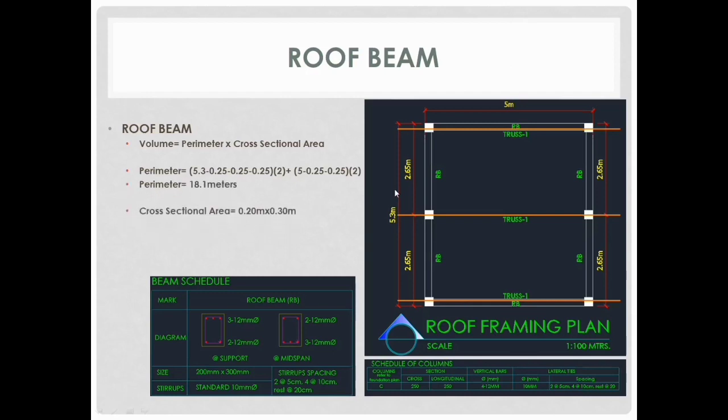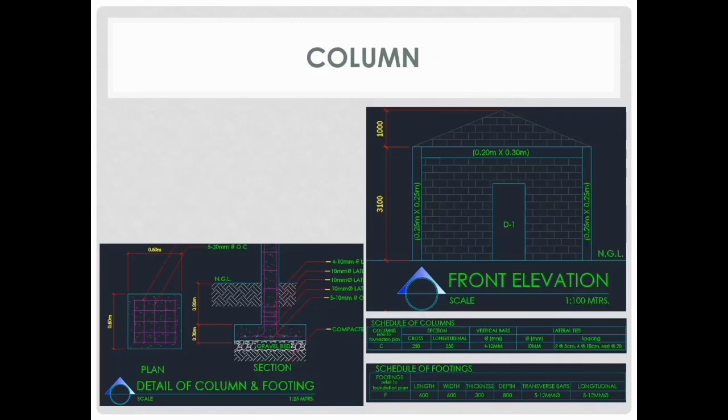So, ngayon, ang kanyang cross-sectional area, since ang dimension natin is 0.2 by 0.3, is 0.06. So, ang volume natin ay 18.1 multiplied by 0.06. So, may volume tayo ng roof beam na 1.086 cubic meters. So, next is column.